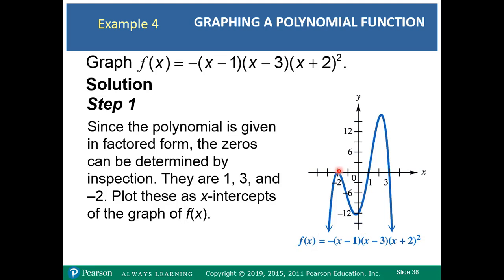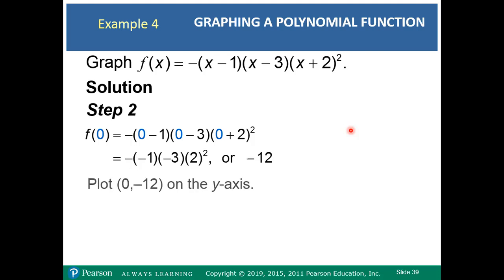Okay, so we've got the 3 x-intercepts, excuse me, 1, 2, 3. And of course, it bounces here. And we got the y-intercept and we got the end behavior. So we've got enough to sketch the graph. And the graph makes sense.